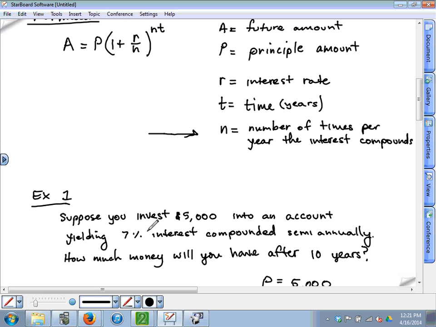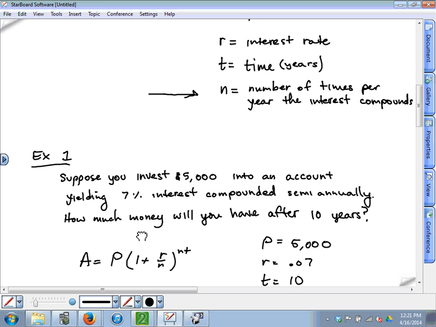So let's decide on the values. What's the principal investment? $5,000, okay. I want you to think for 5 seconds before you blurt out an answer. What is the value of the interest that we're going to plug into the formula? Think silently for a second. Really think about what the word percent means. The value of R is 0.07, you guys.